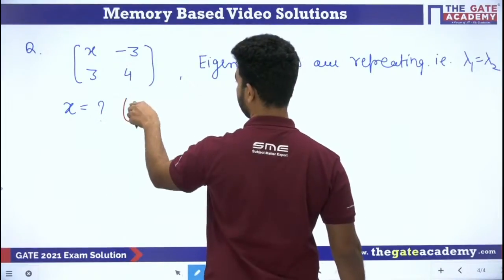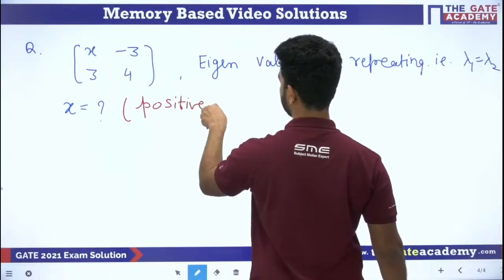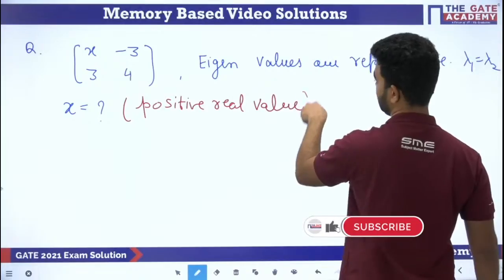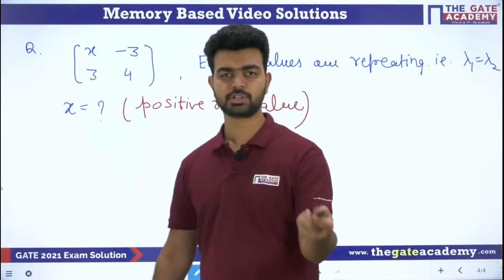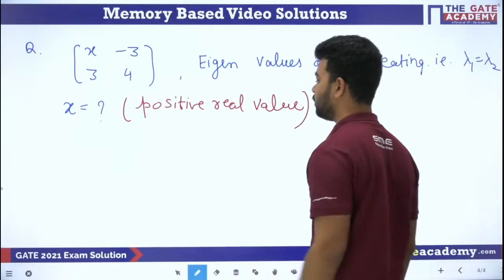And what we have to find? We have to only find the positive real value. This is also written in the question, so I am not writing the complete question, waste of time. Just the important information we can take. We have to find the value of x.